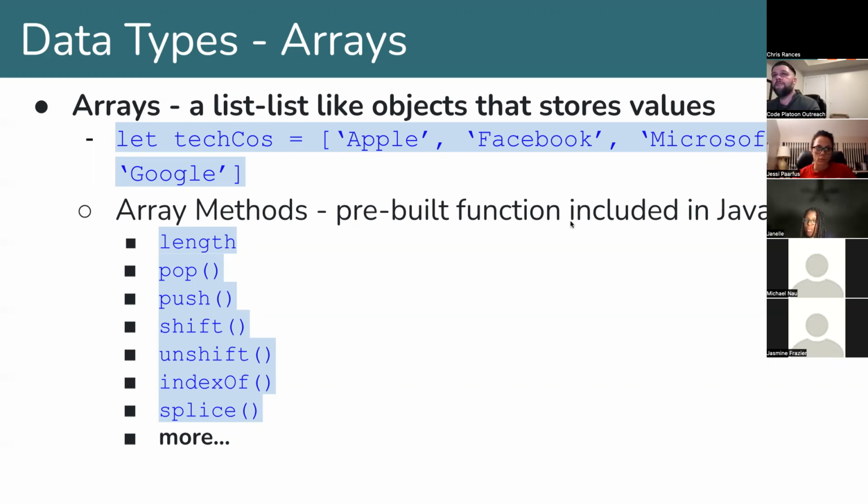Array methods are pre-built functions included in JavaScript. We're going to be using these. We're going to be talking about them a lot. Let me just do this. Mozilla, MDN.